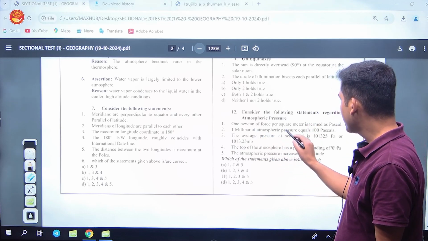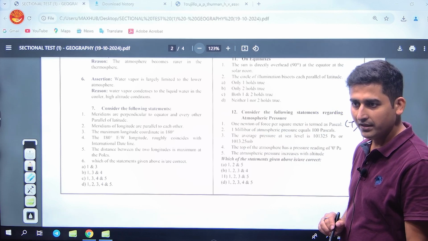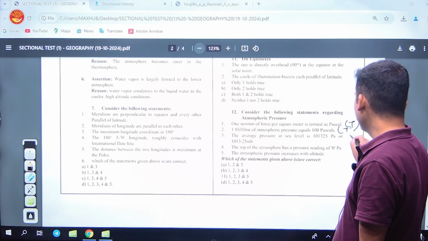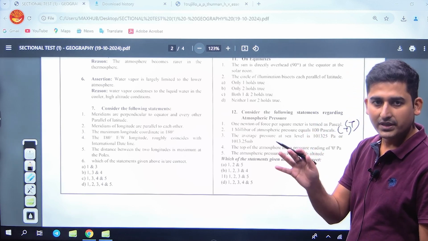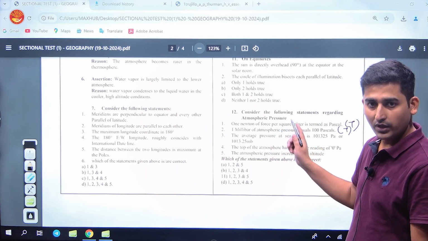1 millibar of atmospheric pressure equals 100 Pascal. Yes, this is again true. This is the relation between millibar and Pascals. So this is again true. 1 millibar equals 100 Pascals. You remember this thing. ये जो स्टेटमेंट्स यहाँ पे डायरेक्ट दी है ना, इनको याद रखना.